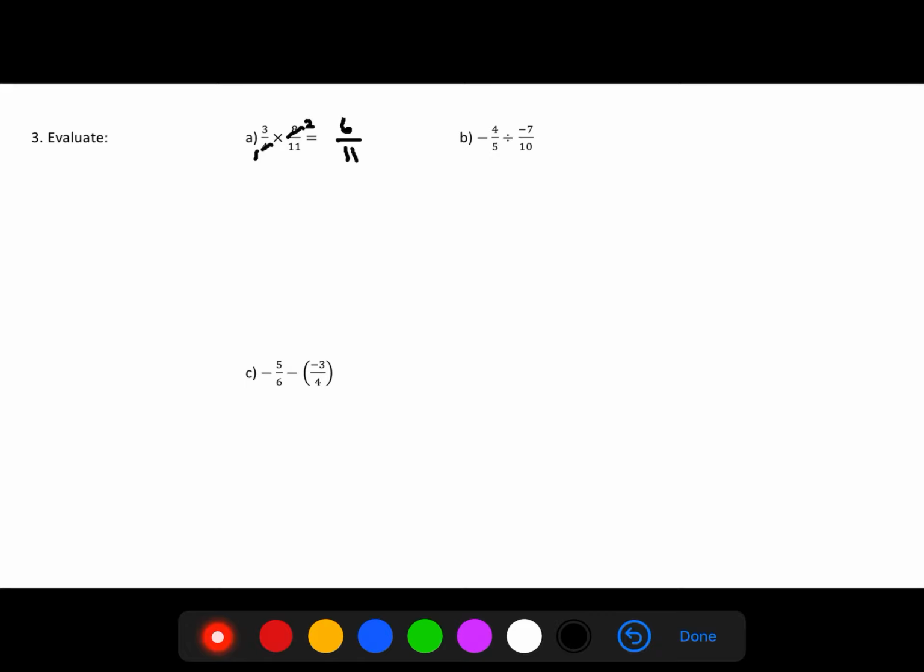Now we still want to double check, is there anything that we can reduce by? And in this case, 11 only divides by 11, so there's nothing that we can divide both of those numbers by.